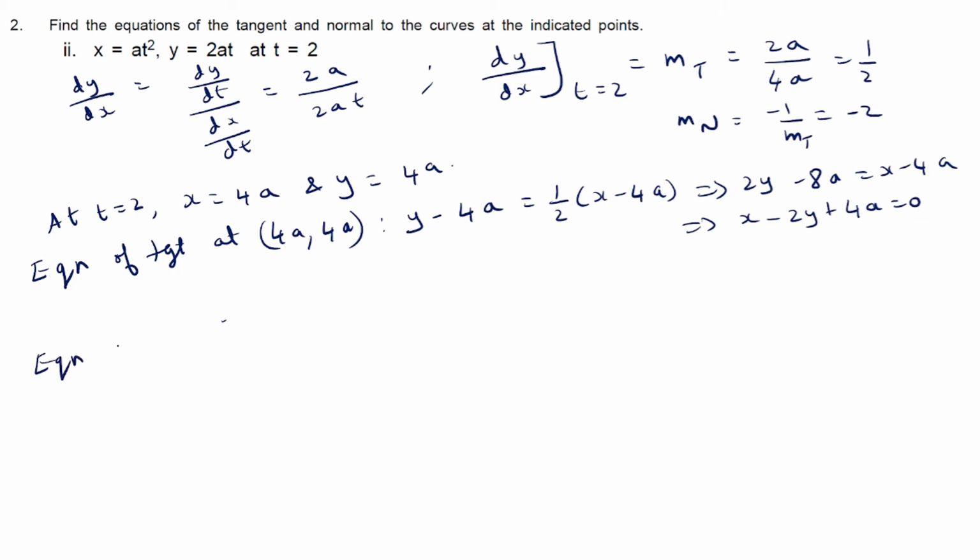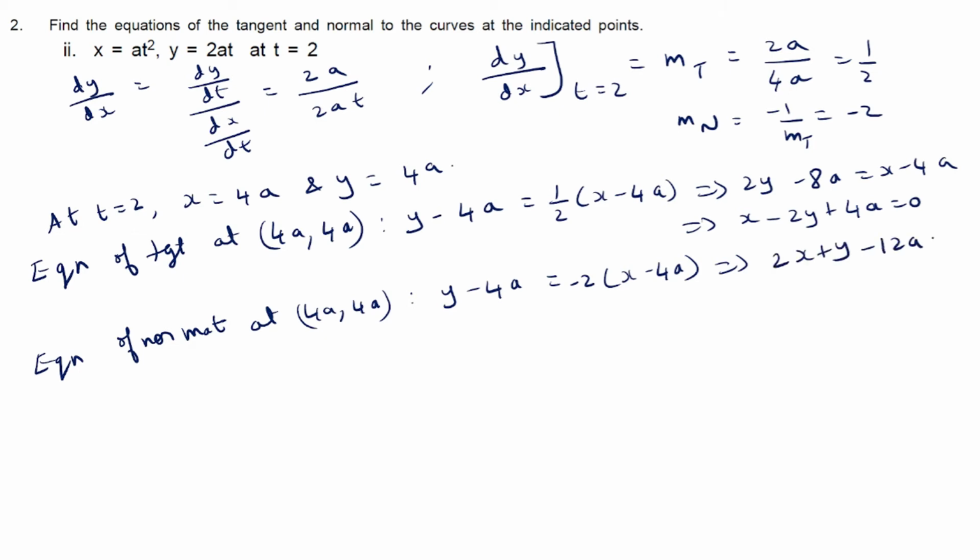Now equation of normal. So equation of normal at (4a, 4a) is y minus 4a equal to, this is the slope of the normal, minus 2 into x minus 4a. Or from this we have 2x plus y minus 4a minus 8a. So it is 2x plus y minus 12a equal to 0. So this is the equation of the tangent and this is the equation of the normal.